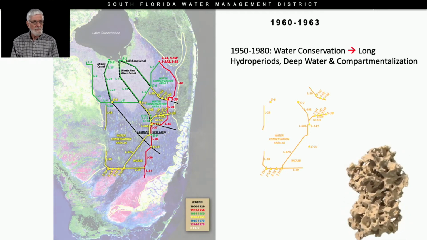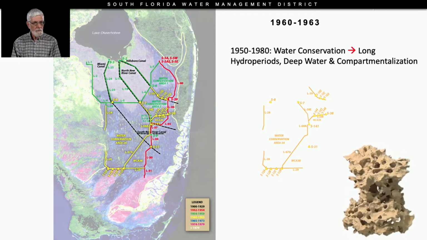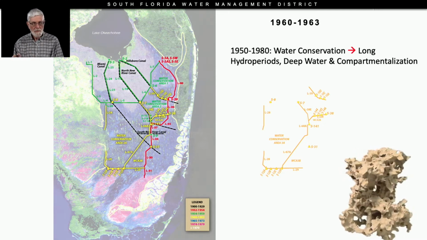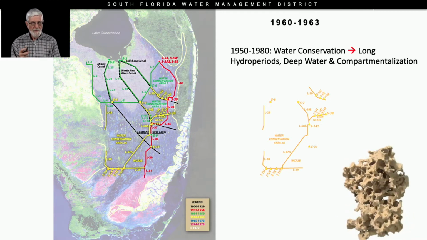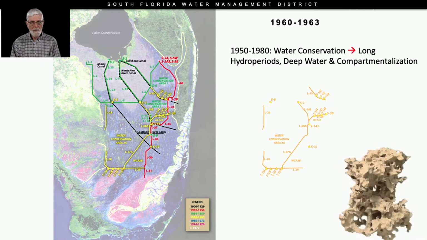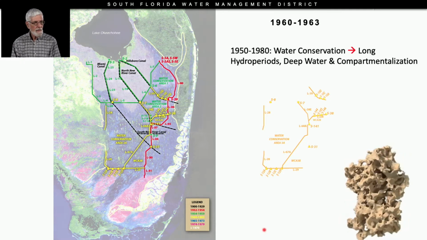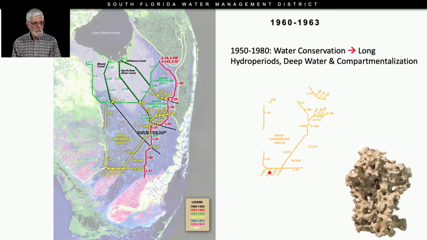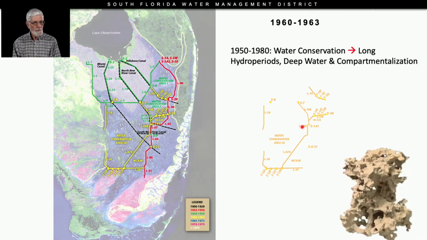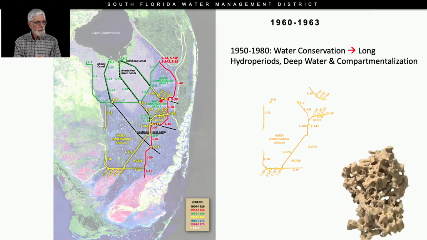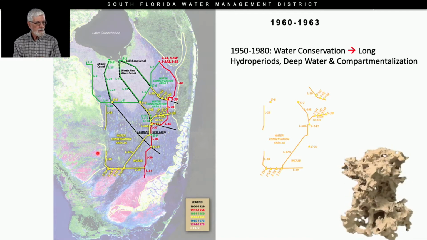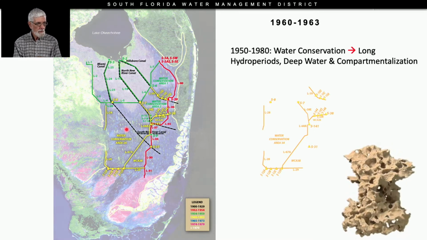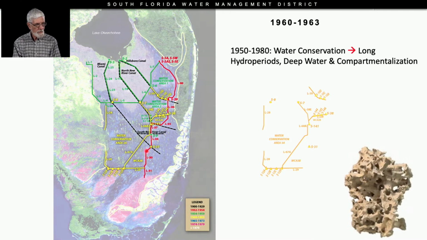Now we enter the water conservation period, which was realized because we did such a good job of draining the system and preventing flooding that we took away our drinking supply. And so we had to create this infrastructure, these controls, and significantly impound these areas and create 3 conservation areas, 1, 2, 3, actually more than 3A, 3B.